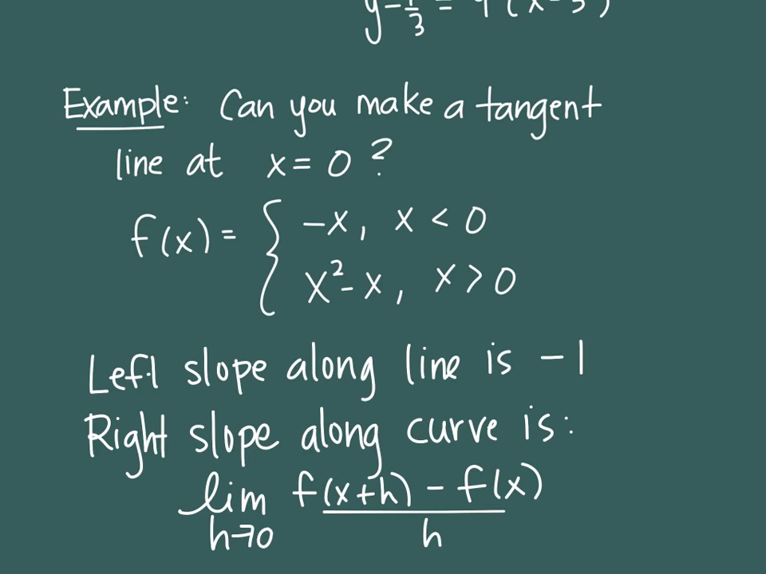I'm looking at x value. And if you could make a tangent line, what should be true about the results? What do you think it should be equal to? It should be equal to the left slope. The left and the right slope have to be equal to each other. Otherwise, you can't do it. You say, no, I can't. So the answer is yes or the answer is no when you're all done.